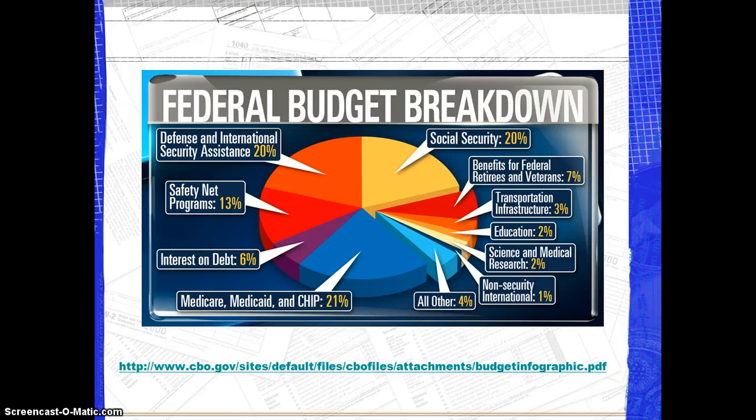Here's a federal budget breakdown. So this is from last year. About 20% of the budget was spent on Social Security, and just a mere 2% of the budget was spent on education. We also paid a huge chunk of our budget on interest on our national debt, 6% of our budget. Medicare and Medicaid were 20%. Safety net programs such as assistance to needy families, women, infants, and children, and other social welfare programs were also a large chunk, in addition to defense and international security assistance.